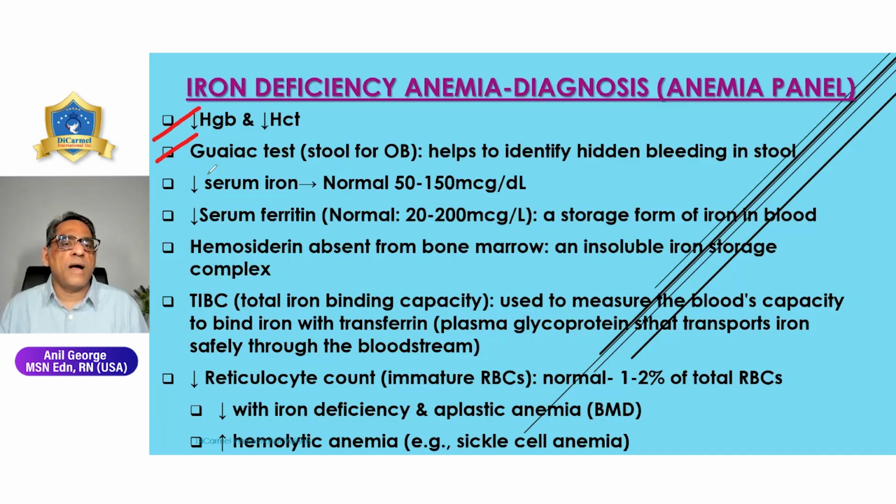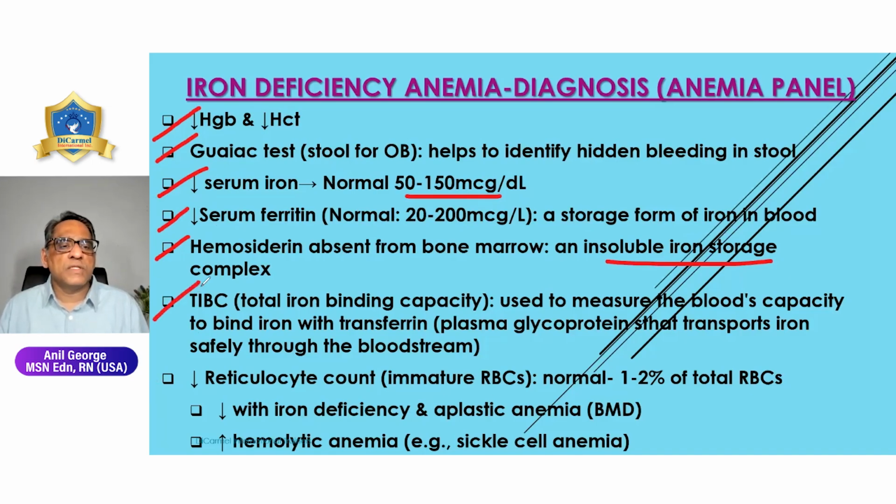And decrease in serum iron. Now, normal iron is 50 to 150 micrograms per dL. Decreased serum ferritin. Now, ferritin is a storage form of iron and normally is 20 to 200. If it's deficient, again, RBC formation cannot happen. And hemosiderin is absent from bone marrow. Hemosiderin is an insoluble iron. It's a form of iron storage in the bone marrow that will be absent.